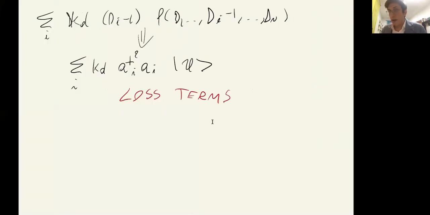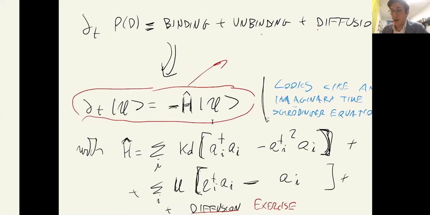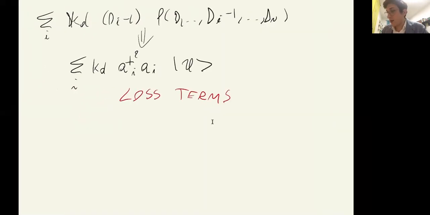Then you can, I mean, I will skip this. If you want, you can do it as an exercise. And you have the loss terms again. So the loss terms in the master equation. For example, if you remember, you had the terms K_D minus in the master equation. There was like K_D d_i P of D.